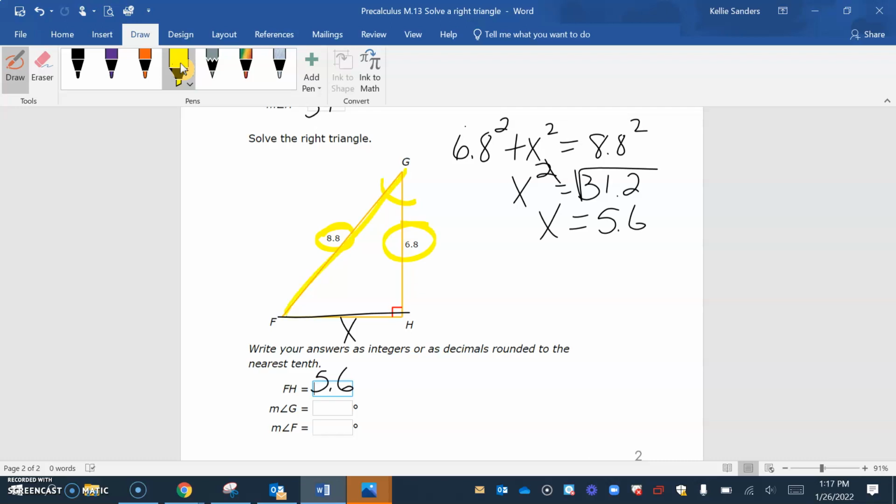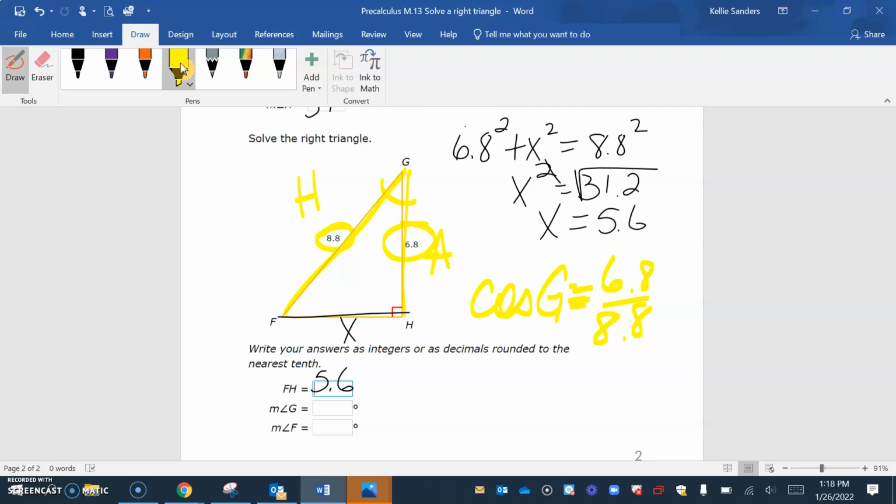If I'm looking at angle G, 6.8 is adjacent, and that's your hypotenuse, so we're going to use cosine again. So cosine of G equals our adjacent, which is 6.8 over 8.8. And you're going to get a calculator. You're going to do 6.8 divided by 8.8. You're going to get the answer, but you're not going to round that. You don't ever want to round until the very, very end.